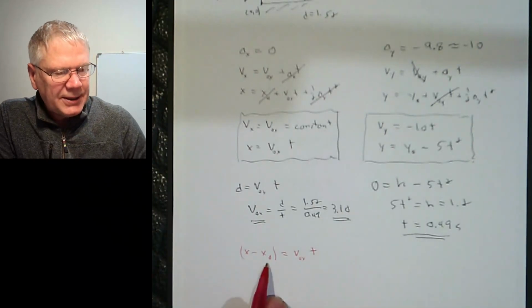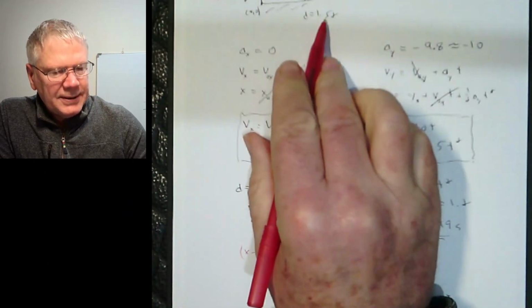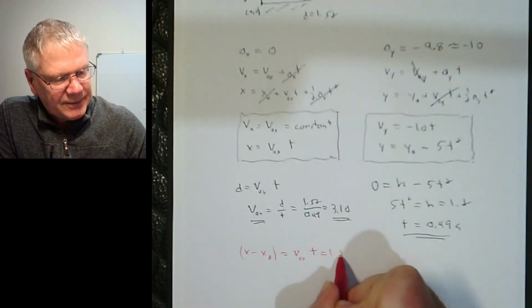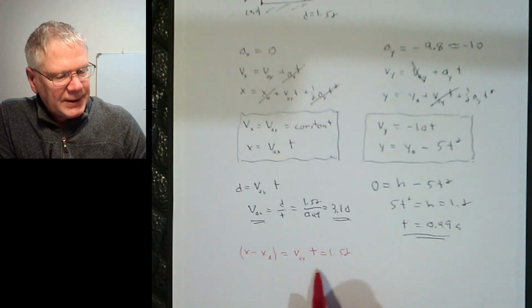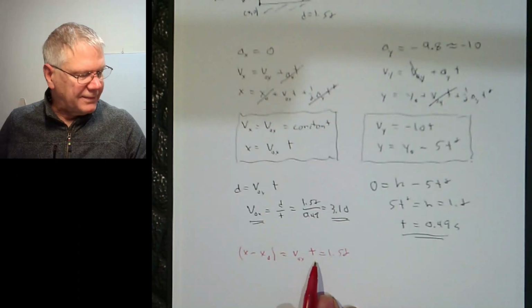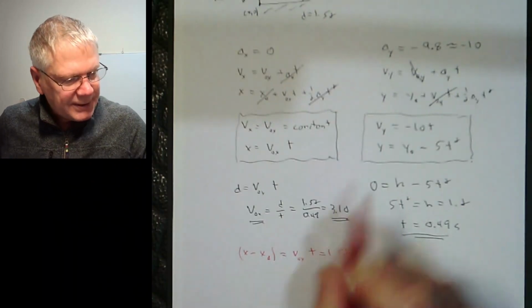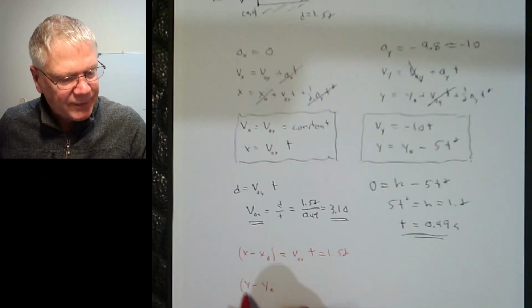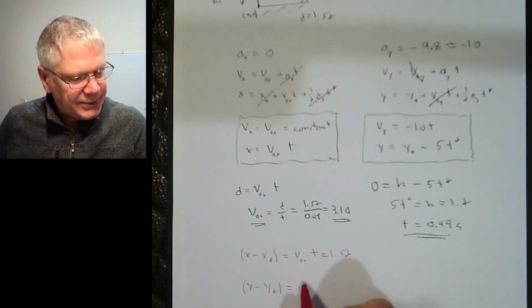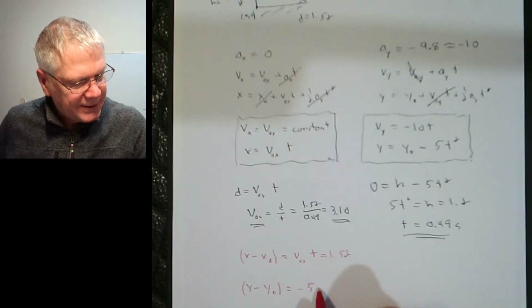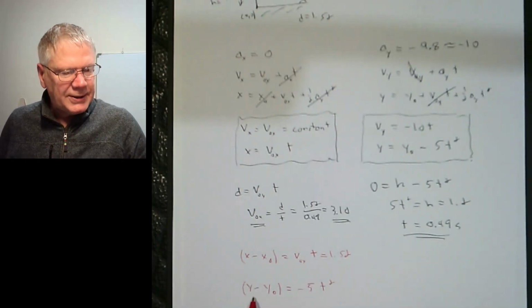And what's x minus x0? This minus this, 1.52 minus 0 equals 1.52. So that's what I had before. Once I find t, I can find that. Let's do that over here. y minus y0 is equal to 1/2 ay t squared, that's minus 5t squared. Well, what's y at the end?